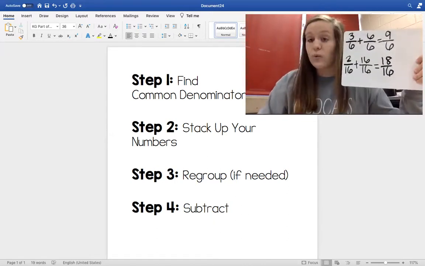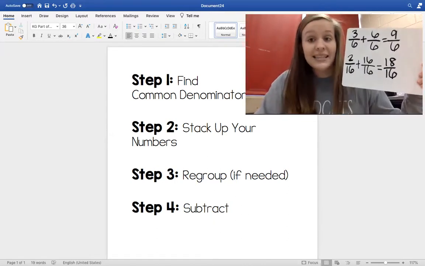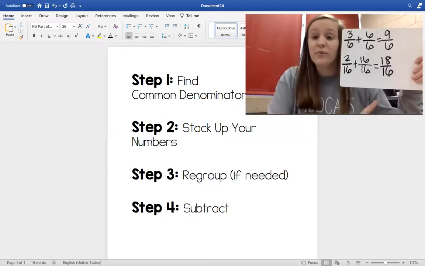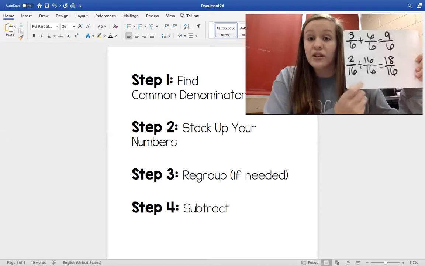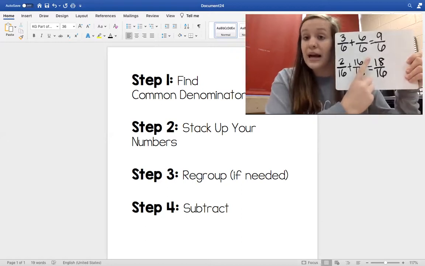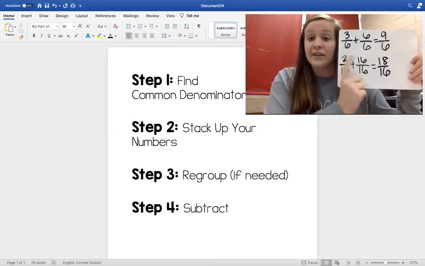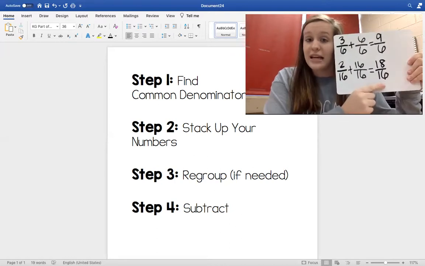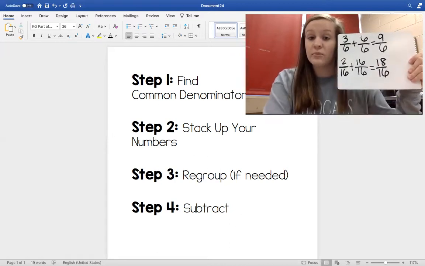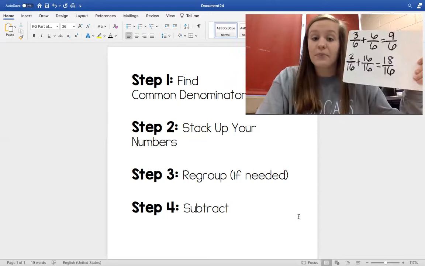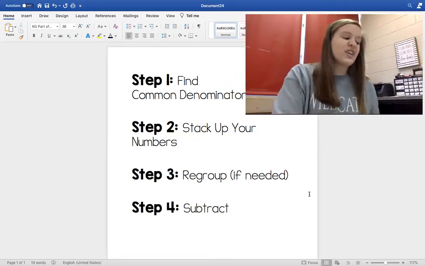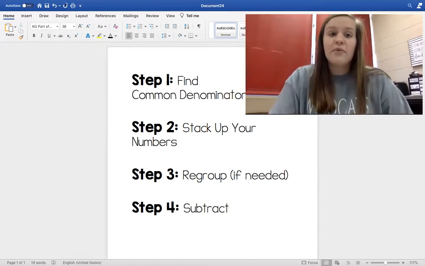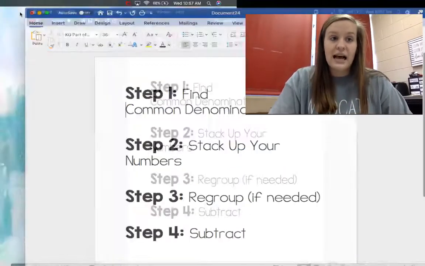That is really the only difference between today's lesson and yesterday's lesson, is that when you regroup, you have to make sure that you bring over 1 whole, and that is whatever your denominator is, your numerator is the same. And then you add your numerators and your denominator stays the same, and then you will continue subtracting. That is why step 3 is regroup if you need to. And I'll go ahead and tell you in today's problems, you're going to need to regroup. So before I go, I'm going to show you what your assignment is going to look like.